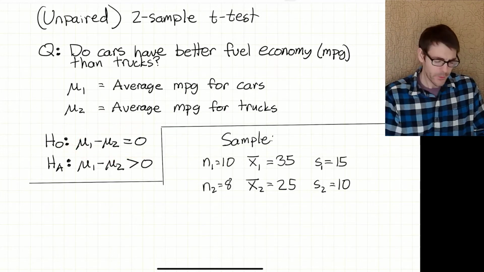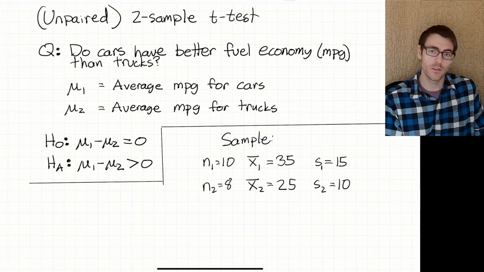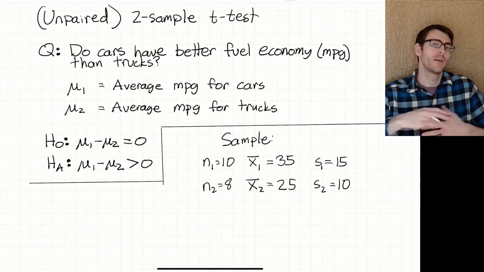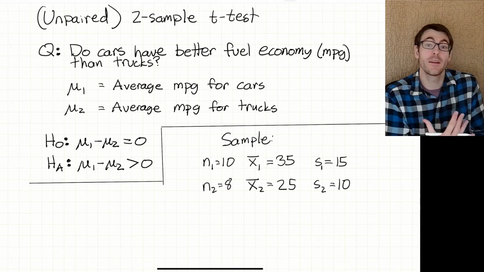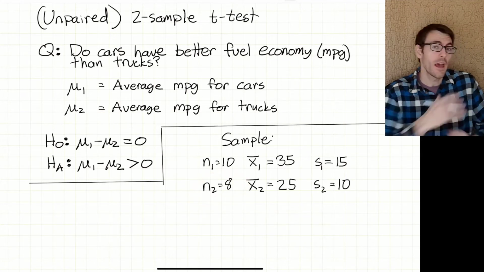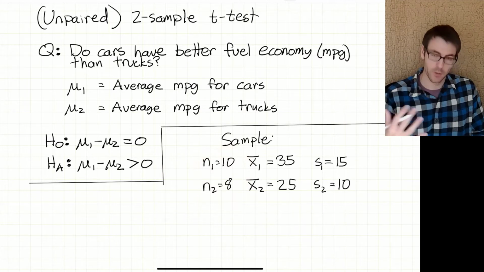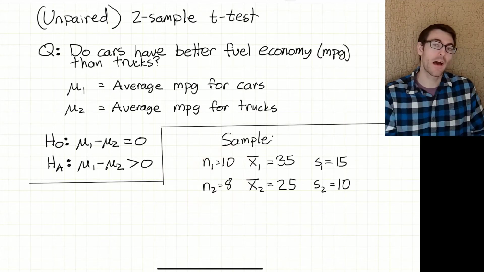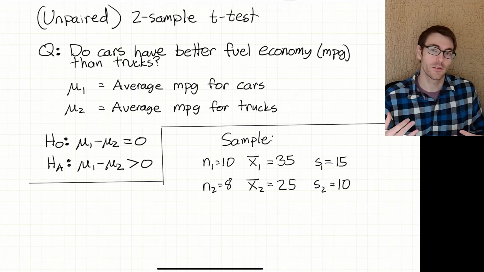Okay, so let's say that we're actually running this. We go out and we find 10 cars, so we do a random sample, and let's assume that these 10 cars form a representative sample of the population. We also find 8 trucks, and for each of these 18 vehicles, we measure the fuel economy. So we measure the miles per gallon it gets, and we look at the distributions for each of these.